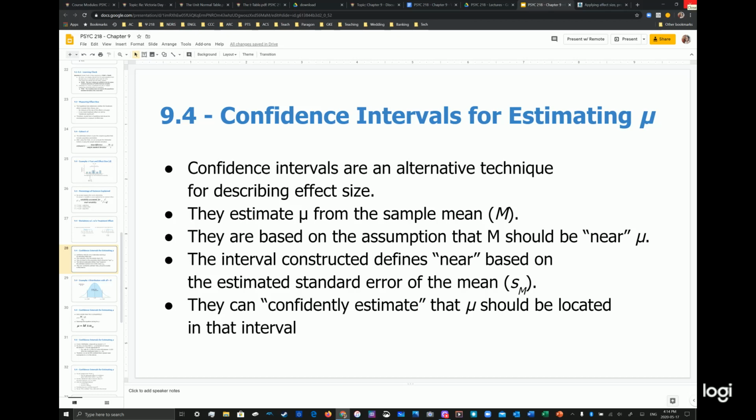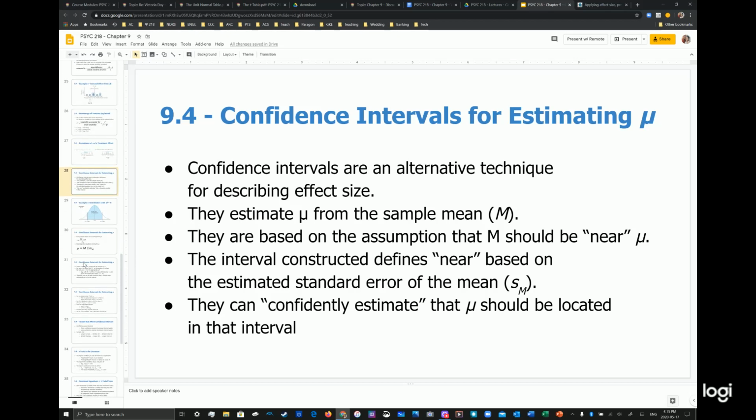So one more thing is left to do after the two measures of effect size, and that is the confidence interval. This is the third technique that we can use to measure effect size. And how a confidence interval works is that you're trying to estimate the population mean from the sample mean. It's kind of in reverse here, in a way.